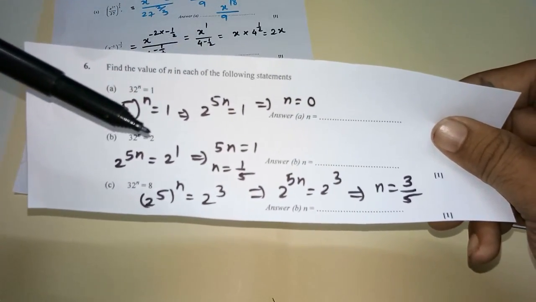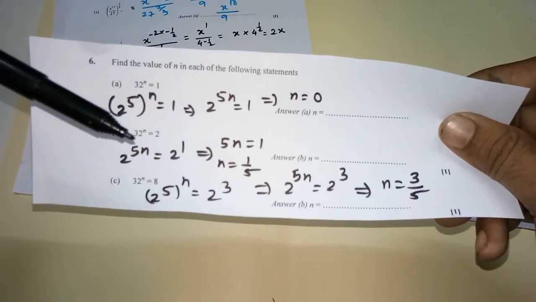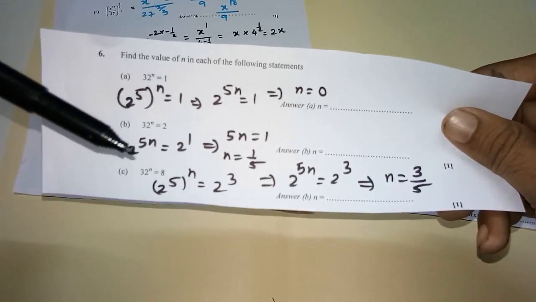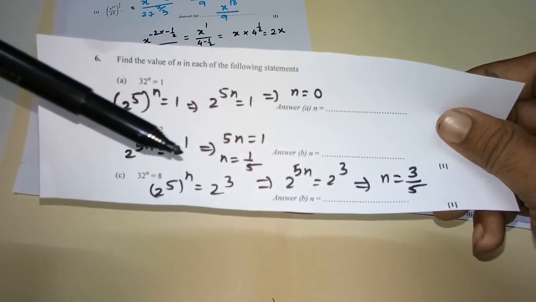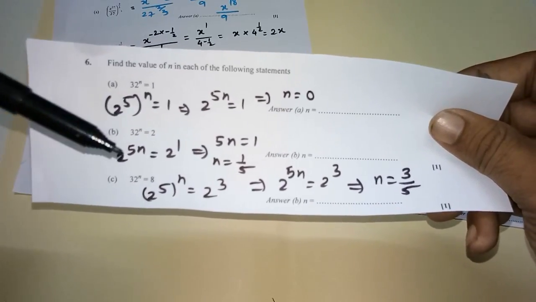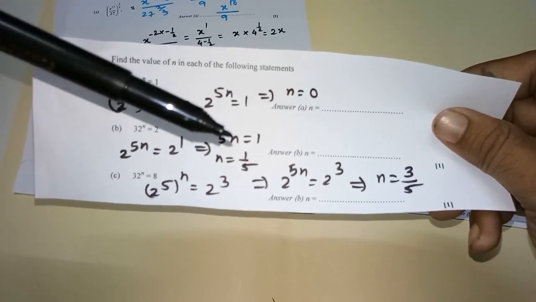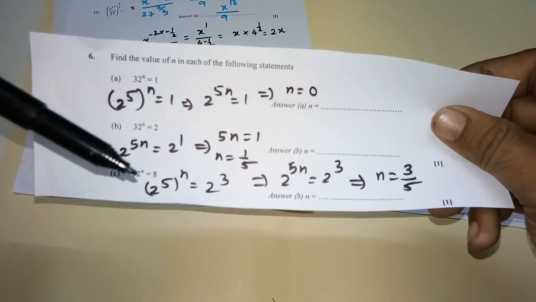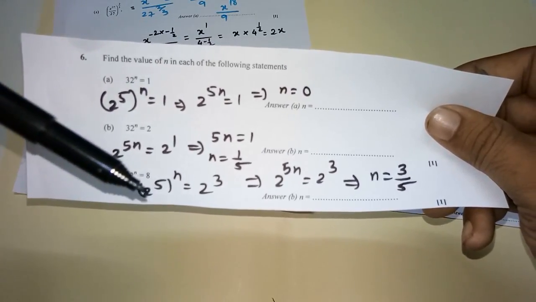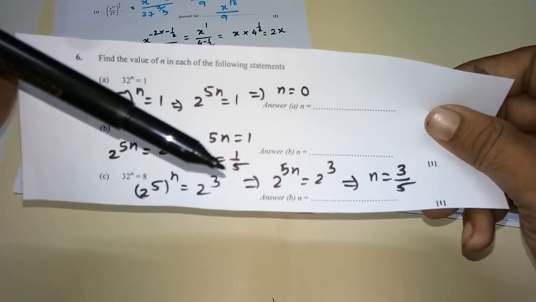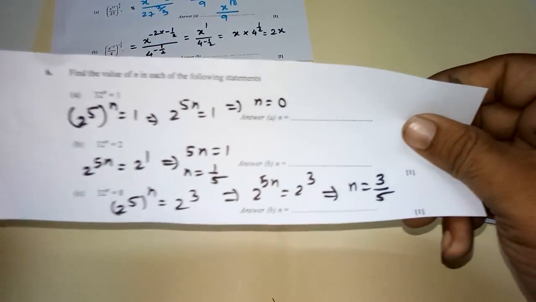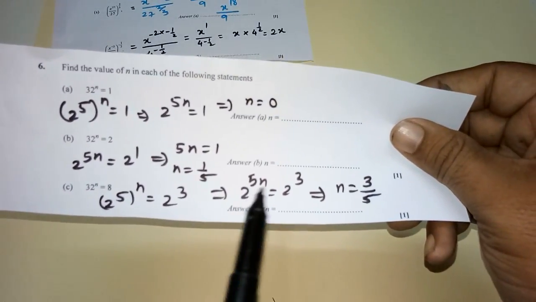Now 32 to the power n equals 2. So you can write 32 as 2 to the power 5, to the power n. So it becomes 2 to the power 5n equals 2. So 5n equals 1, because the base is the same, so the power has to be equal. So n equals 1/5. The last one is 32 to the power n equals 8. So if you take 2 to the power 5n equals 2 cube, it can be straight away written as n equals 3 over 5.